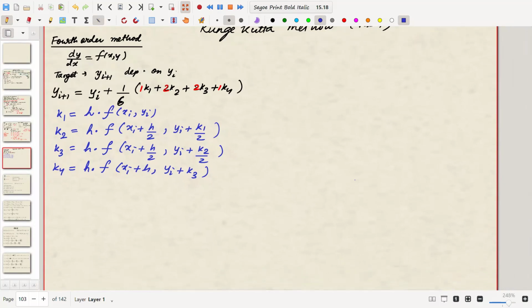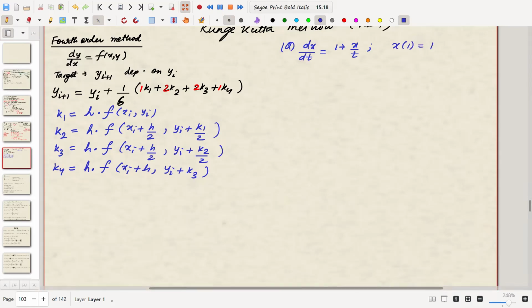So I suggest that we solve one question based on this method so that you can know how to use it. Then we can see this in Python, how to solve this. So I suggest the same question. We will have the same question here: dx by dt equals 1 plus x over t. And you have the initial condition x of 1 is 1. So I suggest you take the step size of 1 and use the RK4 method to find the solutions, and compare with Euler, which you already solved before.